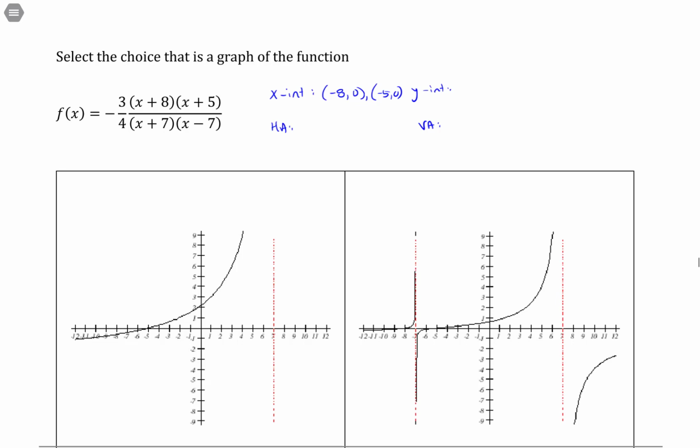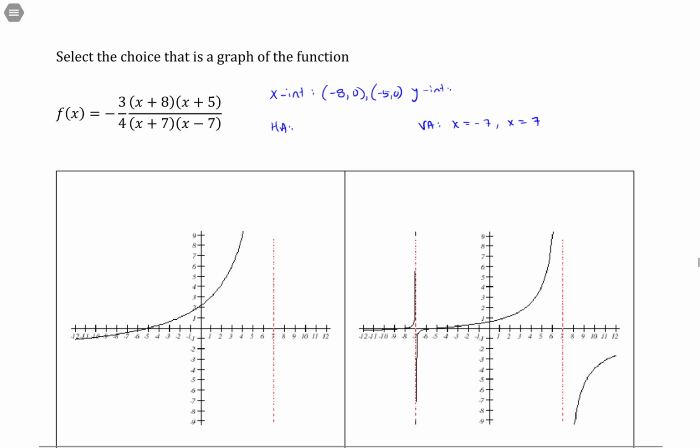Similarly, vertical asymptotes occur at zeros of the denominator. So that would be at x = -7 and x = 7. Now I'm writing these as equations of lines because they occur as lines. I wrote the x-intercepts as points because they do occur as points.